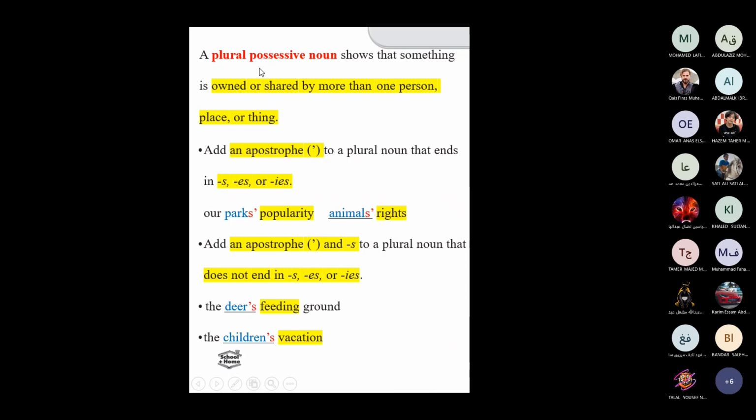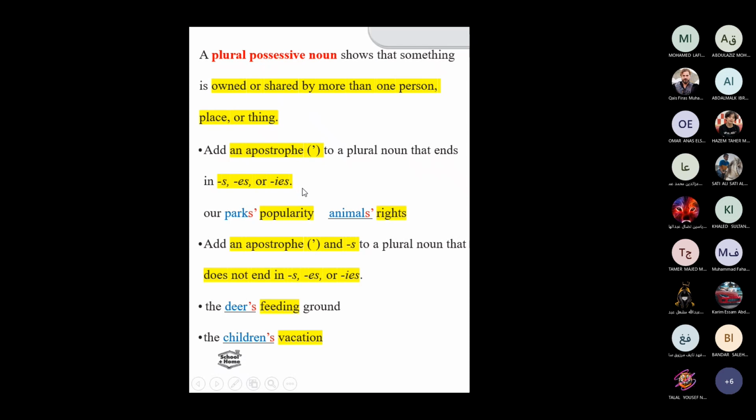Let's know some more information about the plural possessive noun. Let's know about the rule and the definition. A plural possessive noun shows that something is owned or shared by more than one. Pay attention to that, because this is a plural possessive: more than one person, more than one place, more than one thing.